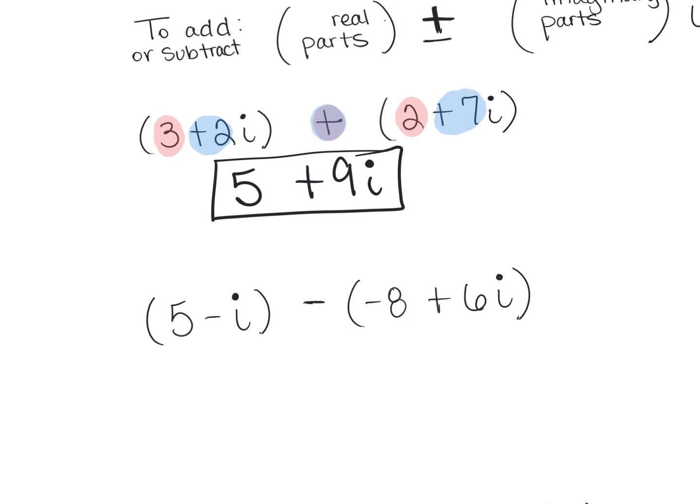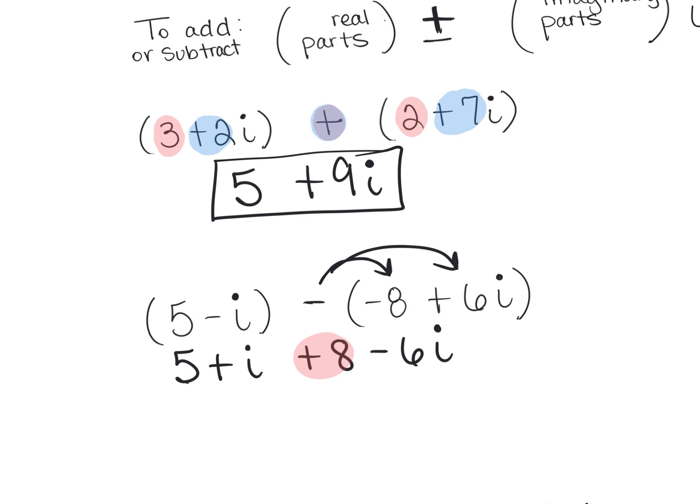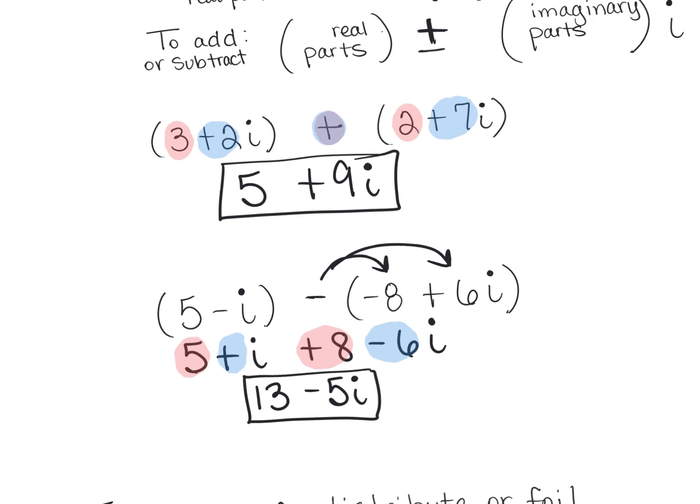Next one, we're subtracting. My suggestion to you is to distribute this through. So I have 5 plus i plus 8 minus 6i. And then we collect our like terms. So we have real plus real. And then we have positive 1i minus 6i, and we can put those together. So we have 5 plus 8 is 13, and then we have 1 minus 6 is -5i.